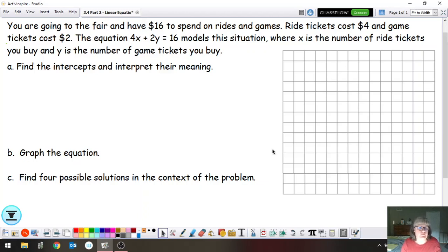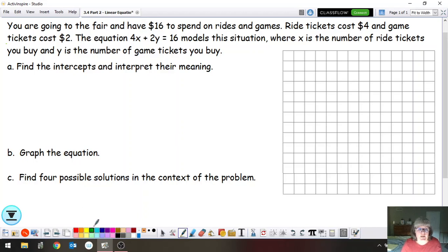You are going to the fair and you have $16 to spend on rides and games. Ride tickets cost $4 and game tickets cost $2. The equation 4x + 2y = 16 models this situation where x is the number of ride tickets you buy and y is the number of game tickets you buy. Find the intercepts and interpret their meaning. And we're going to be interpreting their meaning because this problem has context to it.